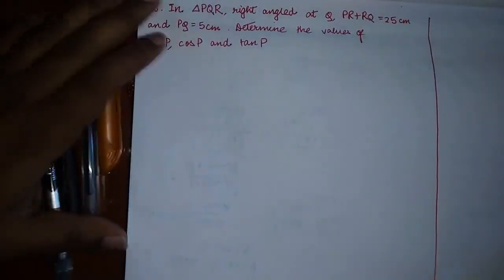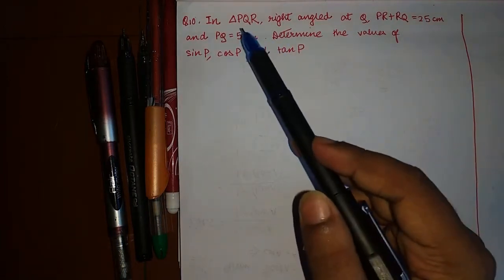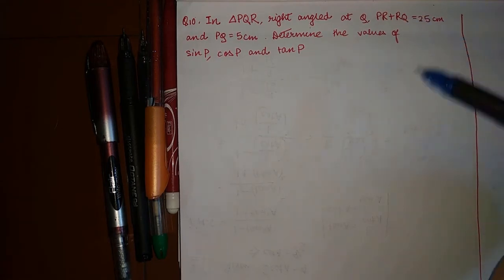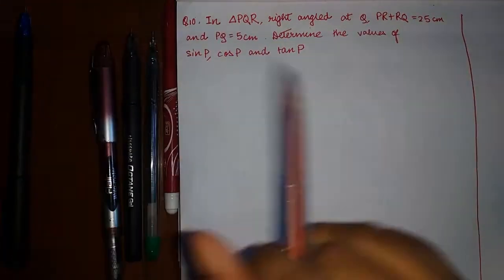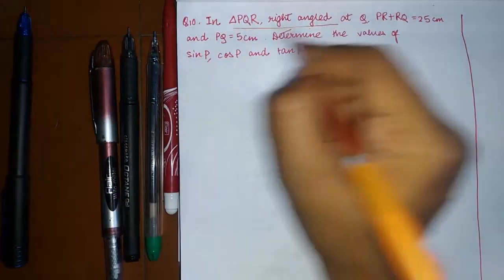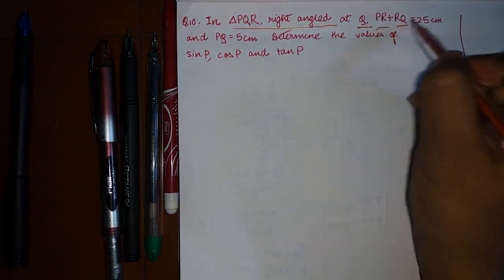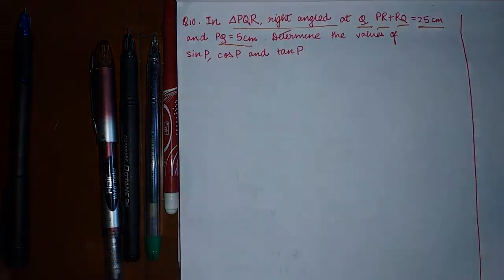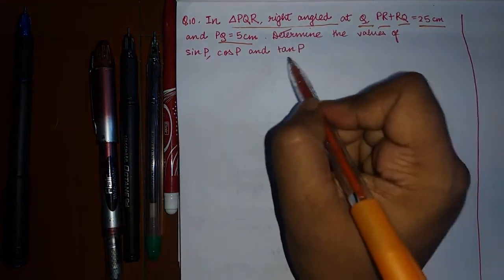Question number 10. Read the question. In a right angle triangle PQR, right angled at Q, PR plus RQ is equal to 25 centimeter and PQ is equal to 5 centimeter. So the given equation is pretty long here. A right angle triangle is given, right angled at Q, and the sum of the sides PR plus RQ is given, which is 25 centimeter. And also the value of PQ is given, which is 5 centimeter. You need to find the value of sin P, cos P and tan P of the triangle.